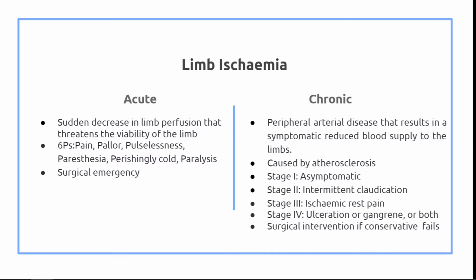if it's not treated. Chronic limb ischemia is a peripheral arterial disease that results in symptomatic reduced blood supply to the limbs. It's commonly caused by atherosclerosis. Initial presentation could be asymptomatic, followed by intermittent claudication, ischemic rest pain, and ulceration or gangrene, or even both at stage 4. Surgical intervention is required if conservative management fails.